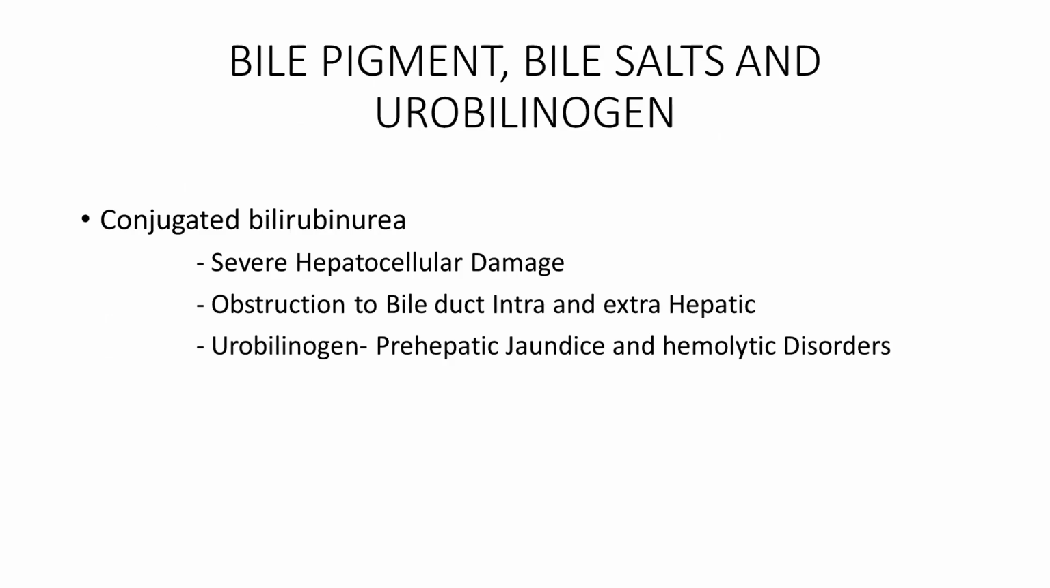Bile pigments, bile salts, and urobilinogen. If conjugated bilirubinemia is present, it is an indication of severe hepatocellular damage, obstruction to the bile duct, or extrahepatic obstruction. Urobilinogen is usually present in prehepatic jaundice or hemolytic disorders.